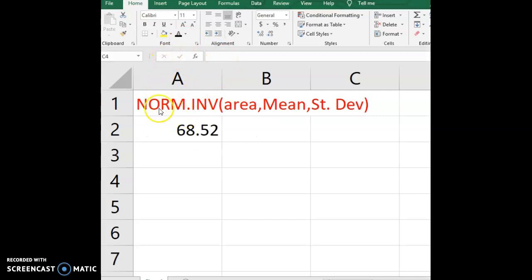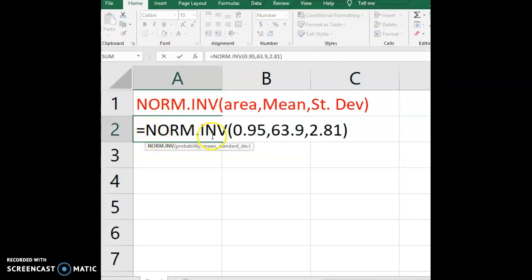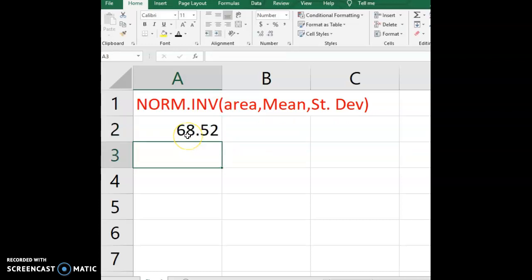In Excel, we want to use norm.inv, no s, just norm.inv, and then you enter the area you're looking for. In this case, the 95th percentile would be 0.95. And then the mean of your distribution and the standard deviation. Excel will give back the value that represents the 95th percentile.